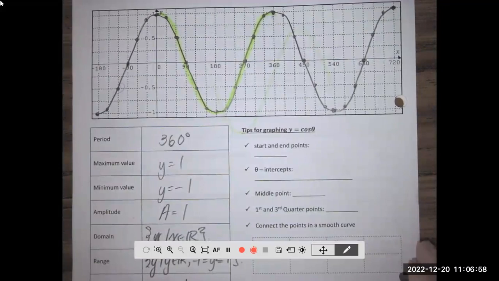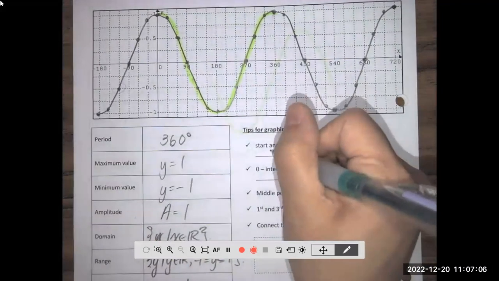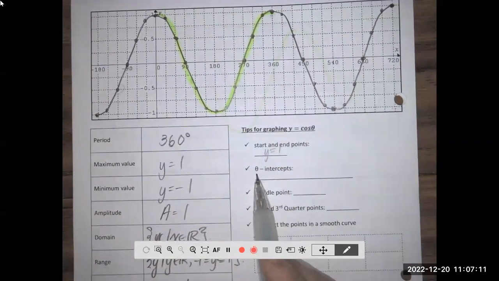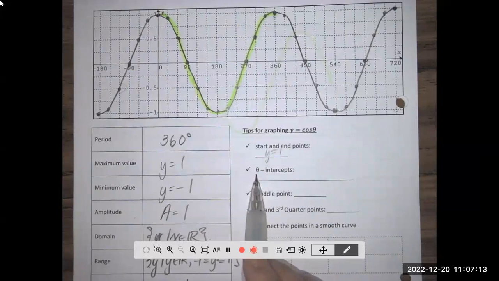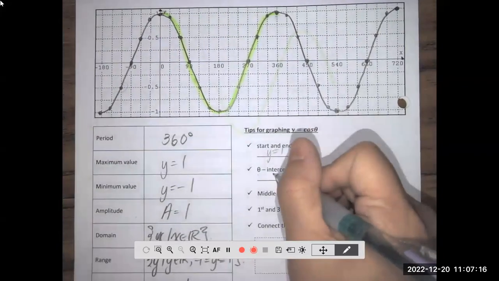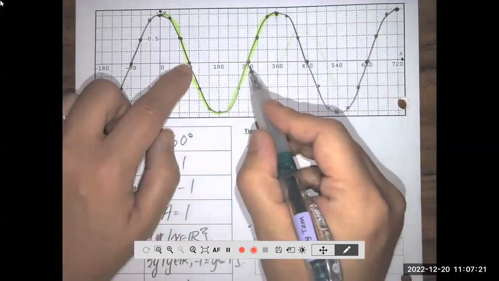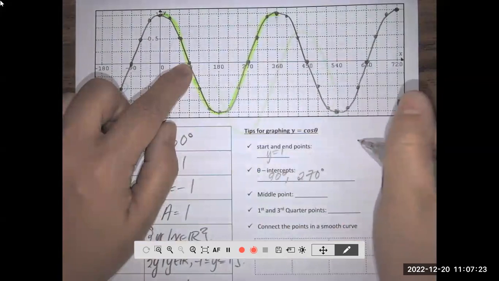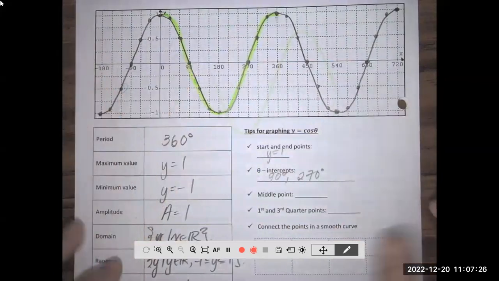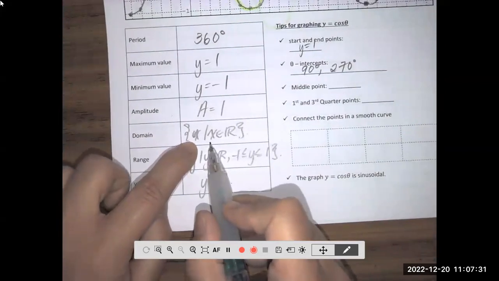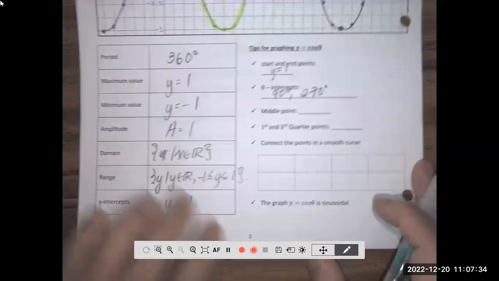Okay, so let's do tips for graphing y equals cos theta. Start and end points are going to be at y equals 1. The theta intercepts occur at which degrees? 90 and 270 degrees, right? We're looking at the theta intercepts. Remember, we used to say x-intercepts. Now we're calling it theta intercepts. If I wanted to be more exact, I could also say theta is an element of all real numbers here.